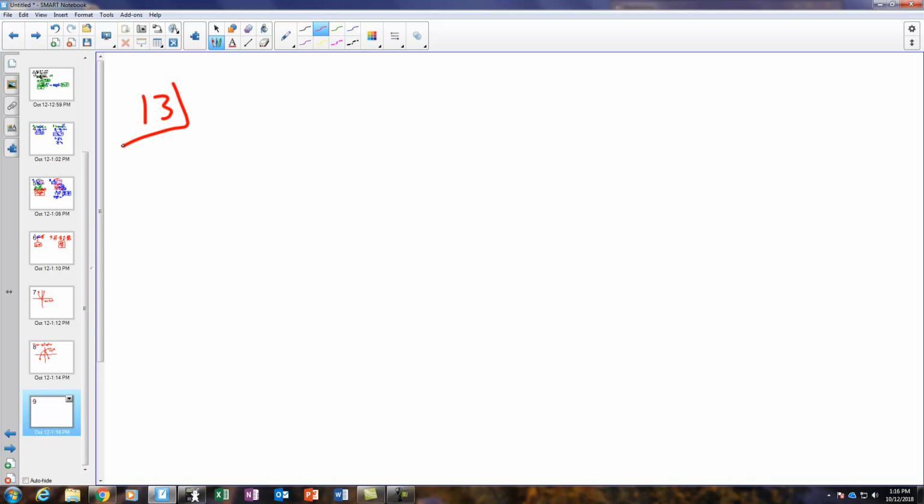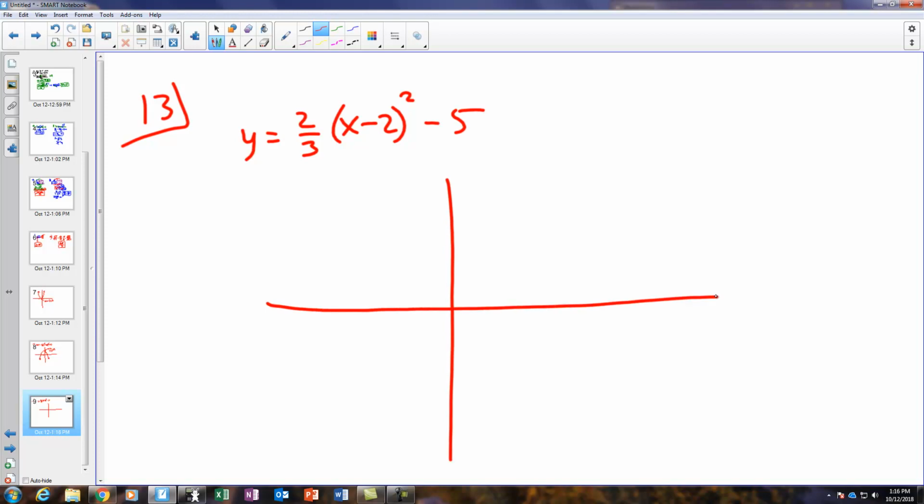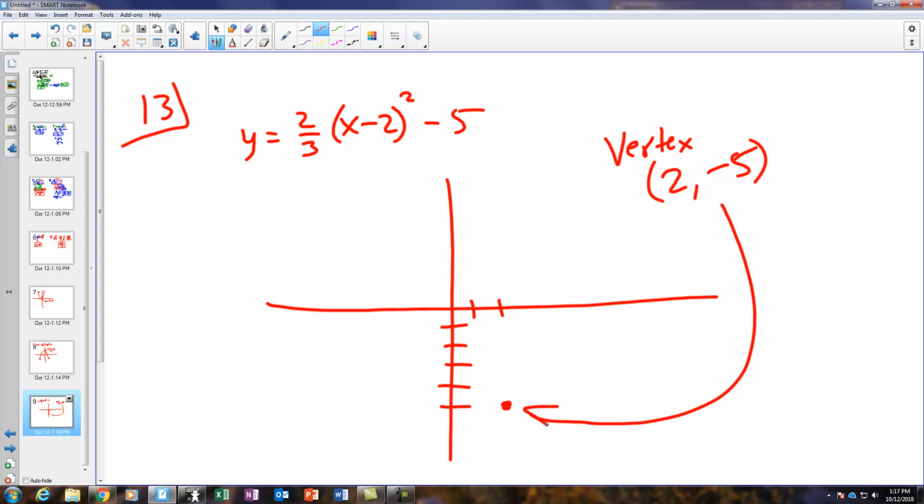Okay, number 13 says y equals 2/3 (x minus 2) quantity squared minus 5. Now this is the vertex form of the equation, which means I can state the vertex without doing any calculator work. It's always the opposite of what's grouped with x, which would be +2, and then the number at the end of the problem added or subtracted, so it's a -5. So 1, 2, down 1, 2, 3, 4, 5. That is my vertex. I know that much without doing anything else.